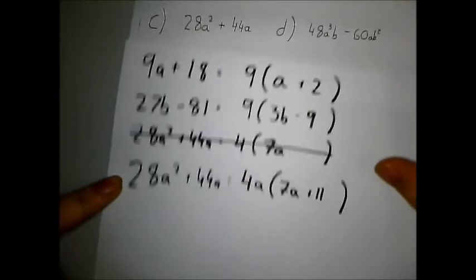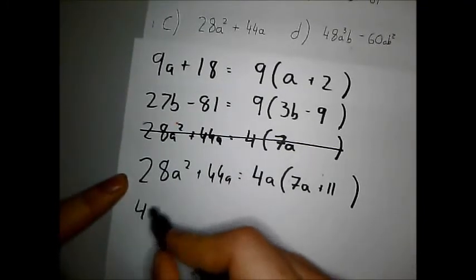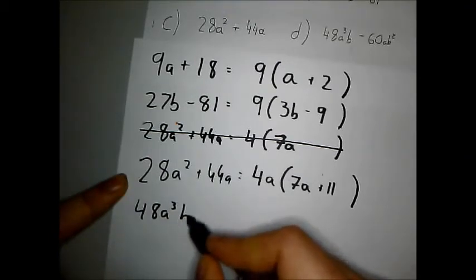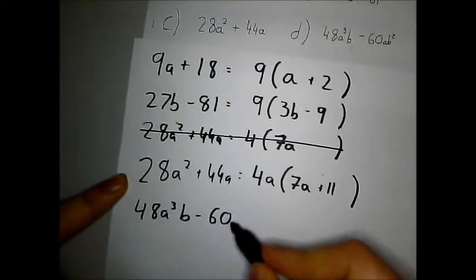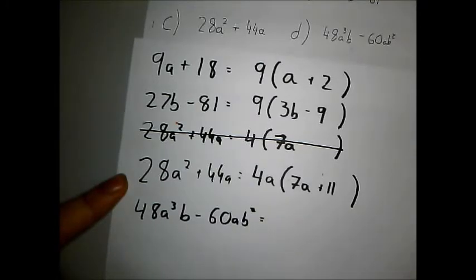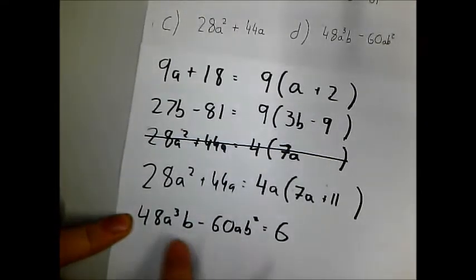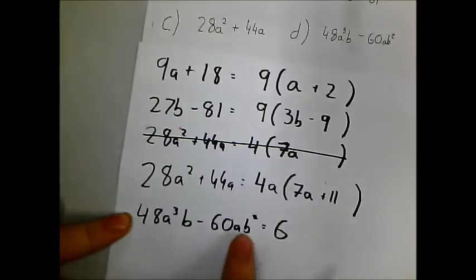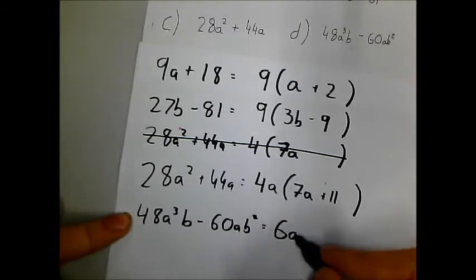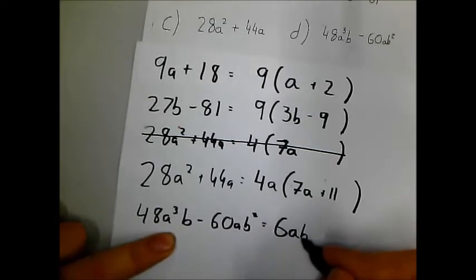Okay, the final one for factorising single brackets, we have 48a cubed b minus 60ab squared. For this one, this is where it helps to know your times tables a little bit. And I'm spotting 6 in here. Now for the letters, I have an a in both. I'm going to use the smallest power of a, which is a to the power of 1. And I've got a b in both, and b is my smallest power, so b goes outside as well.